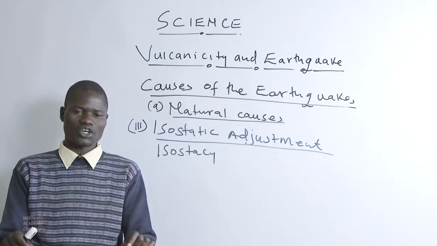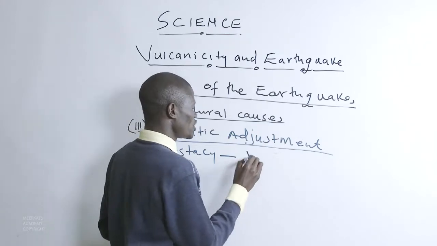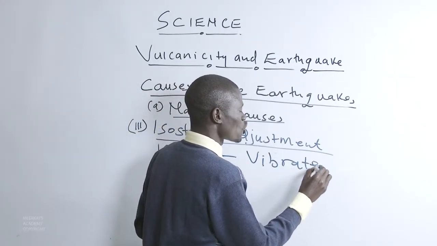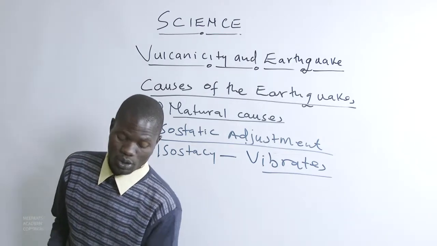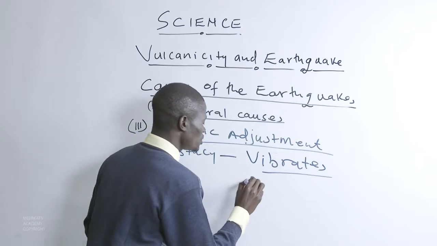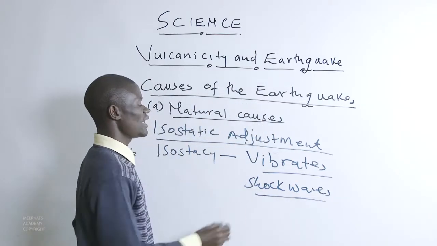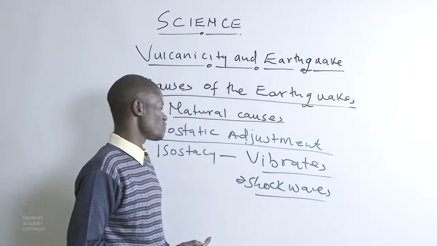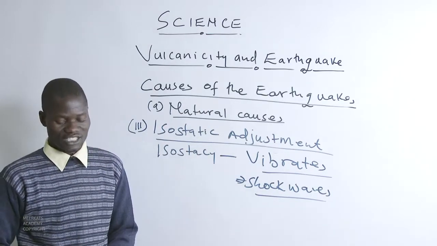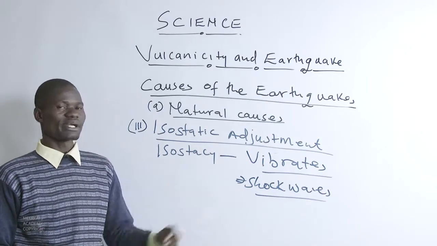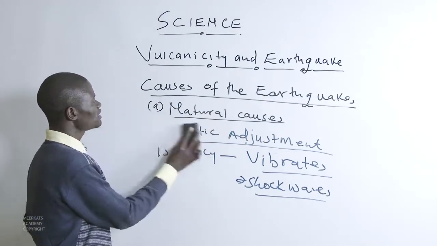And in the process of those rocks breaking or disintegrating, a wave is generated. Those waves that are generated will always cause the crust of rocks to vibrate. And as a result, they generate what we call the shock waves. This vibration may result in shock waves, which are also known as the earthquake. They can be either earth tremors or the seismic waves vibrating the crust of rocks. That is the third category, isostatic adjustment.